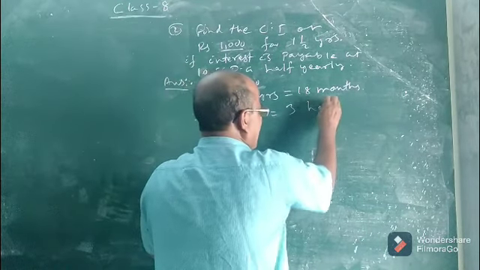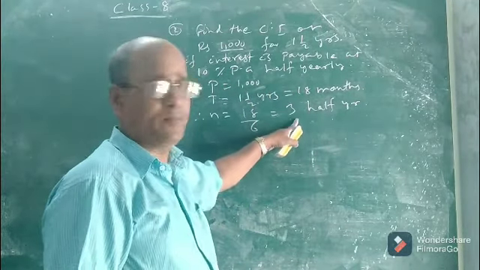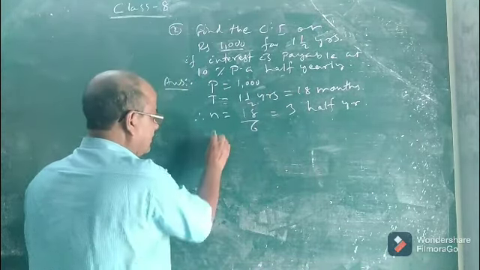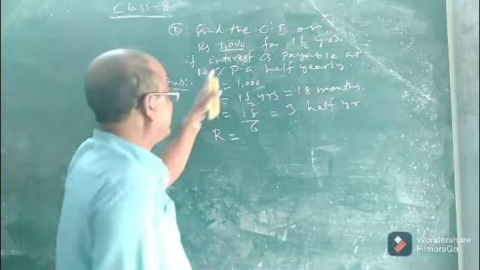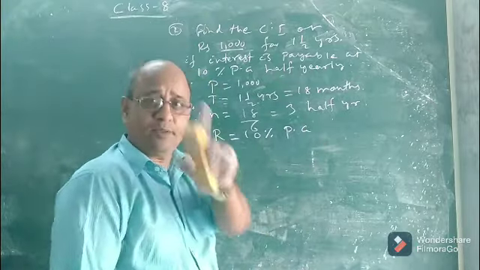3 means 3.5 years. You can write, no problem. So in place of n we will put 3. Then what about rate of interest? The rate of interest is given as 10% per annum. Per annum means per year.